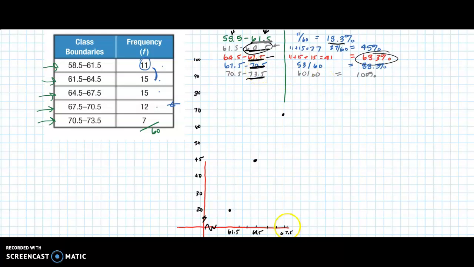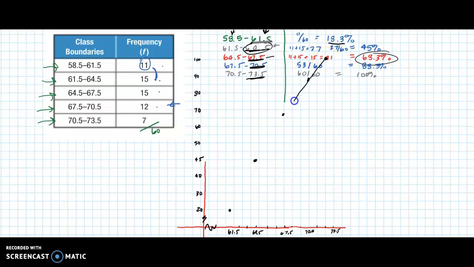So now we're looking at the 70.5 person. 67, 68, 69, 70. And they're going all the way up here to, they're bigger than 88.3%. So that's about right there. And then you're 73.5, 70, 71, 72, 73. That's going all the way up here to 100%.